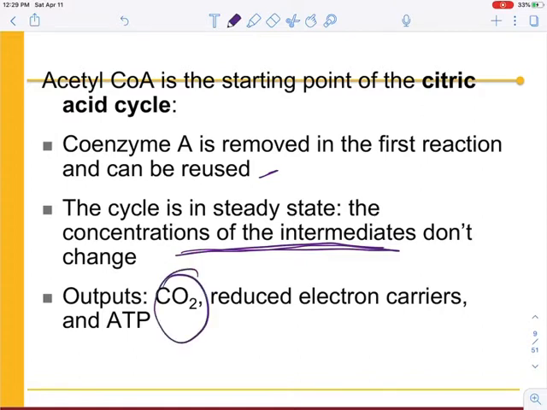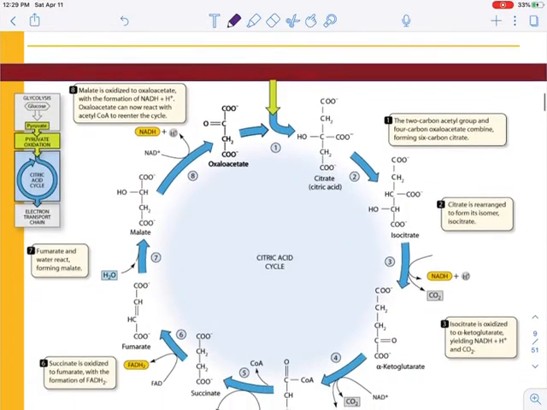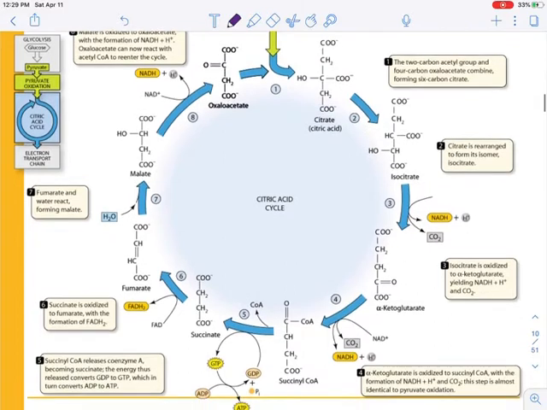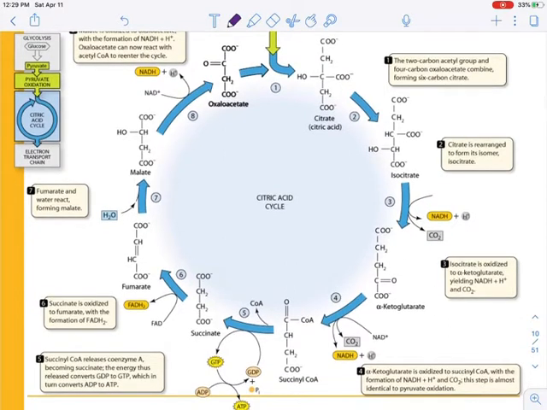So the result of this process is carbon dioxide, these reduced electron carriers, which again is where all the energy is, and a little bit of ATP. And this is a look at the citric acid cycle. Again, for biochemistry, we need to know the structure of the intermediates, the enzymes that catalyze the reaction, and what's going on.